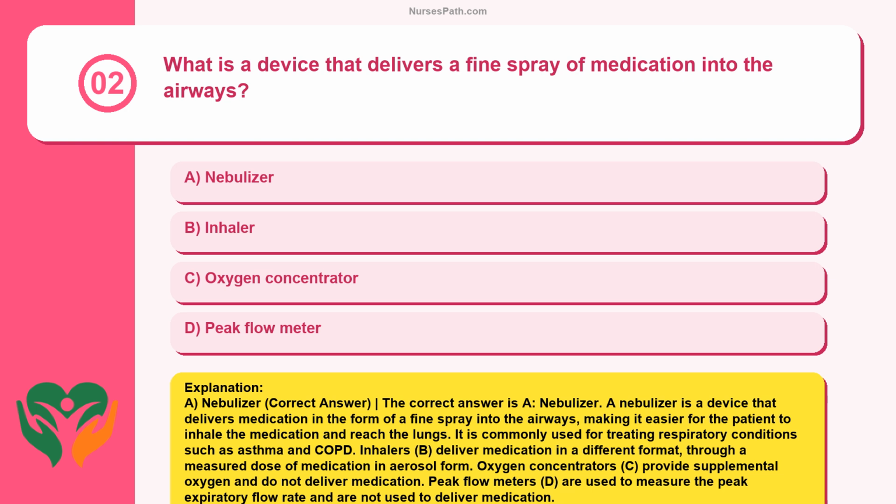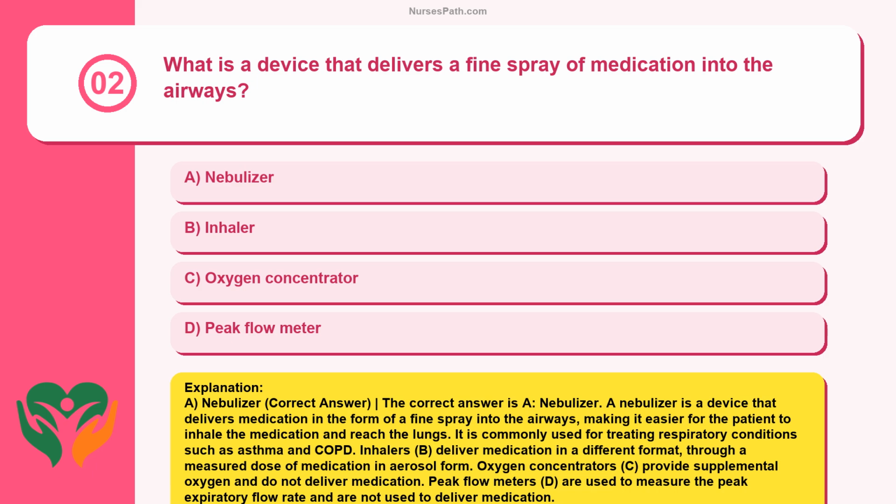Nebulizer. A nebulizer is a device that delivers medication in the form of a fine spray into the airways, making it easier for the patient to inhale the medication and reach the lungs. It is commonly used for treating respiratory conditions such as asthma and COPD.